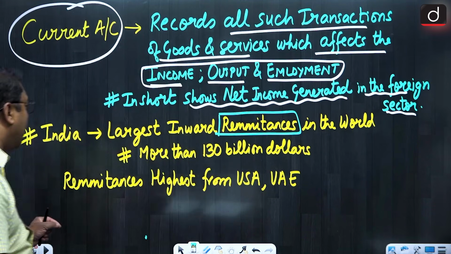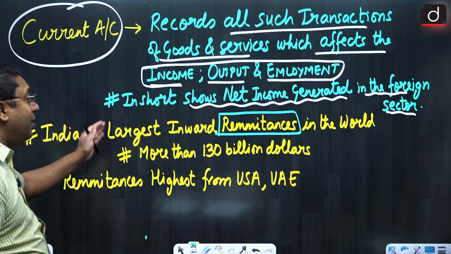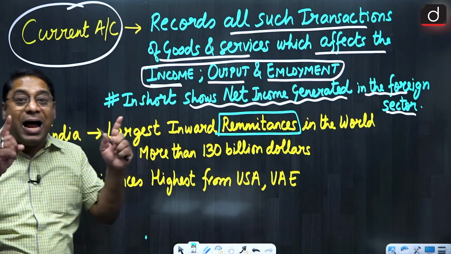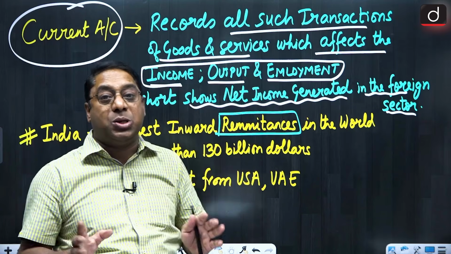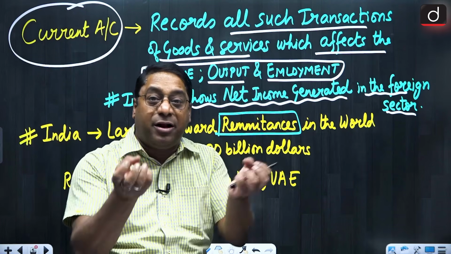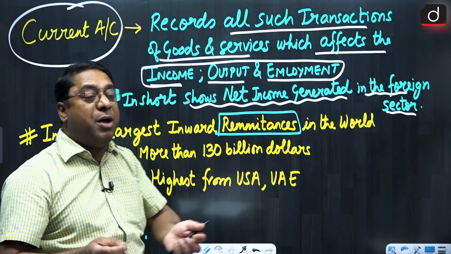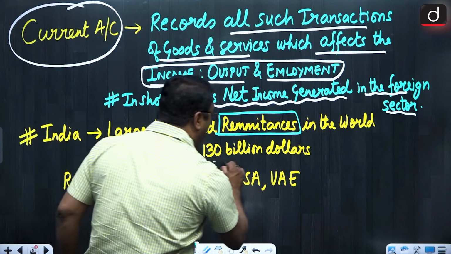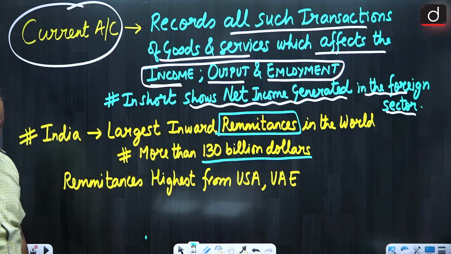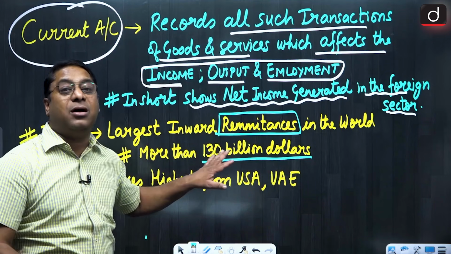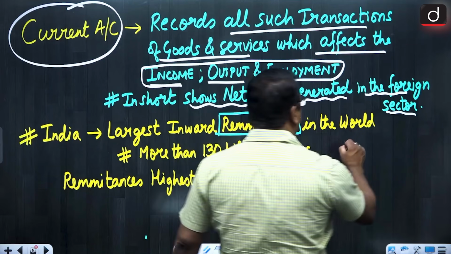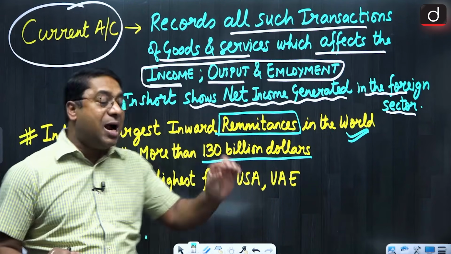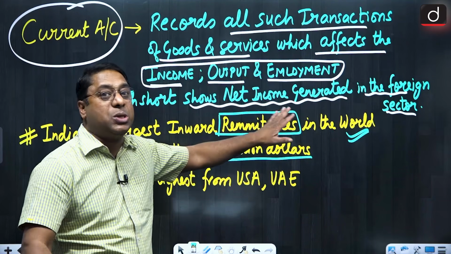And please remember, India has the largest inward remittances in the world. Largest inward remittances. Inward means credit. And that is approximately $130 billion. This can be a question for your prelims, that India has the largest inward remittances in the world.